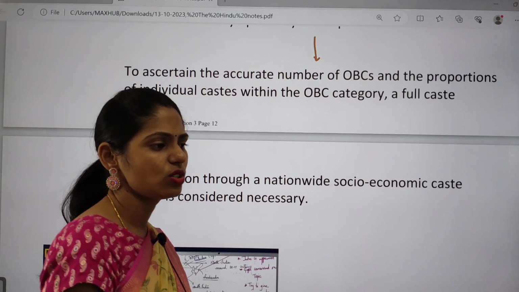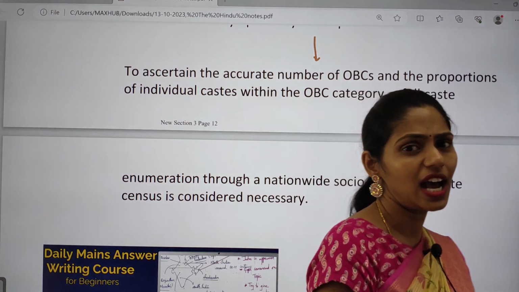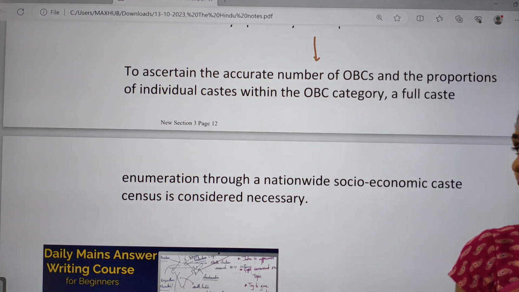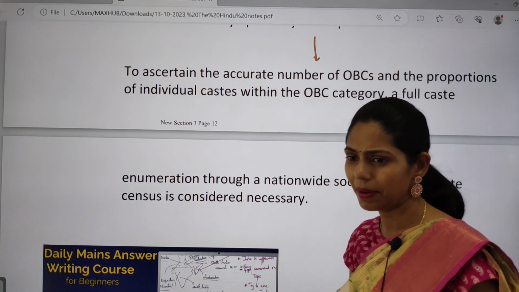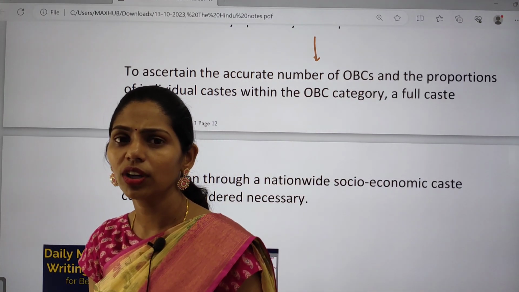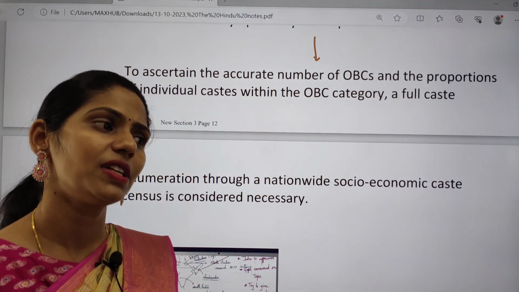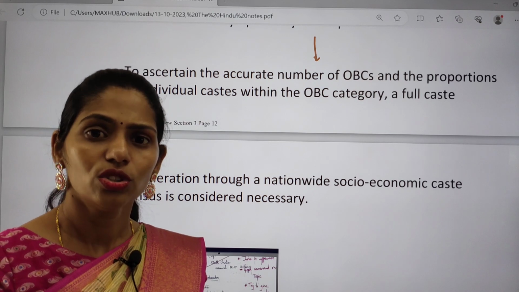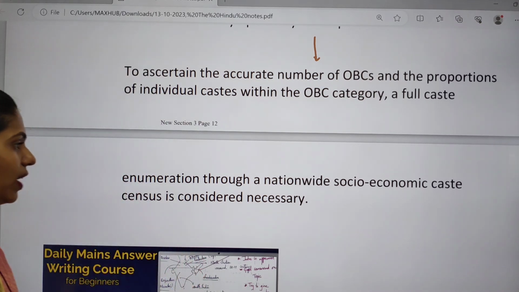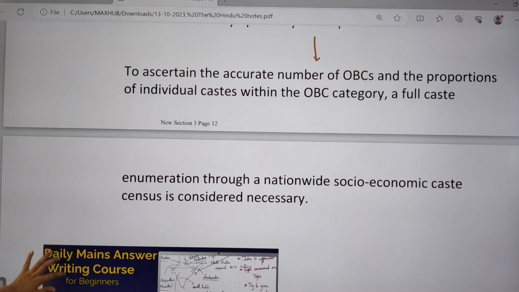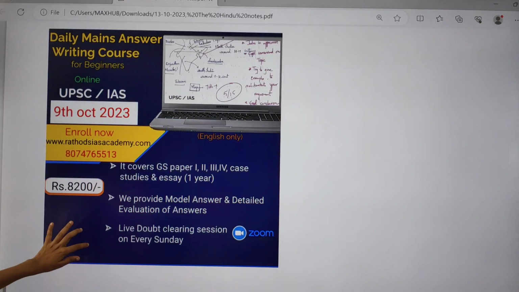Whenever states come up with caste-based surveys, they get data showing OBCs and extremely backward classes are more, but how can we limit this to the 50% ceiling of reservation? So this is the idea here. For this, yes, we have to come up with a nationwide socio-economic caste census.